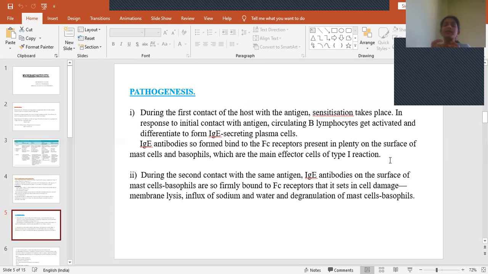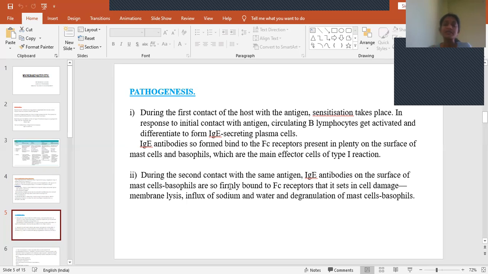So, it will help in binding both the antigen, and because of the binding to B lymphocytes, it will release IgE antibodies which are present on the cell surface of mast cells and basophils. So, this is the first step. Again, at the second contact with the same antigen, what will happen? Whatever IgE antibodies are present on the mast cells and basophils, they will bind to Fc receptors.